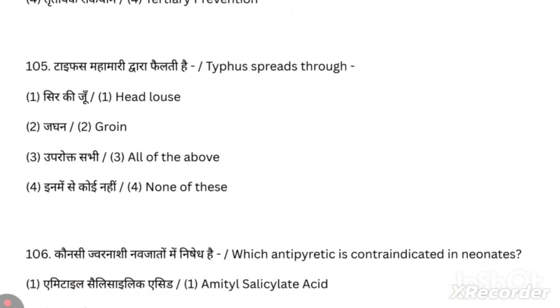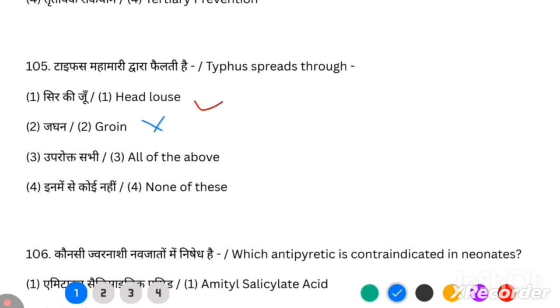Next question is, typhus spreads through? Typhus is spread through lice. Typhus is caused by Rickettsia species transmitted by lice. So the correct answer is head louse. It is responsible for typhus. Groin is irrelevant to the question. So the correct answer is head louse.